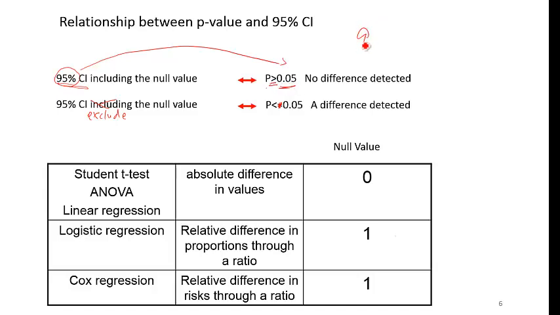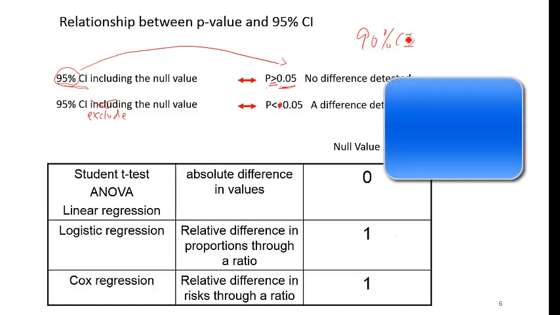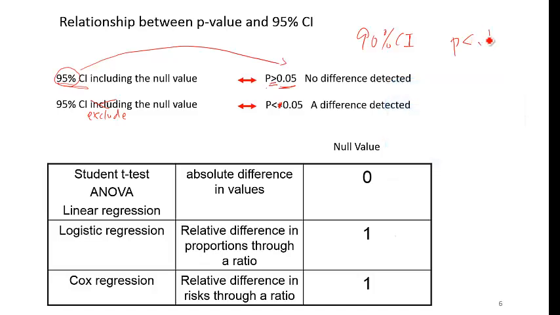Okay. And if you are using a 90% confidence interval, then including the null value in the confidence interval means the p-value would be greater than 0.1 instead of 0.05. So that's how these two numbers are linked.